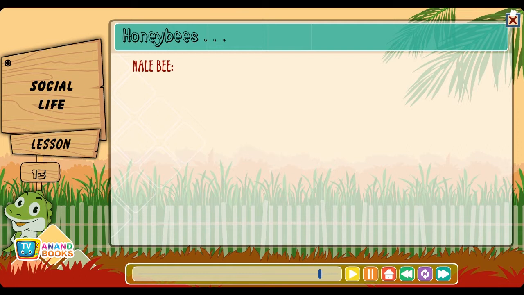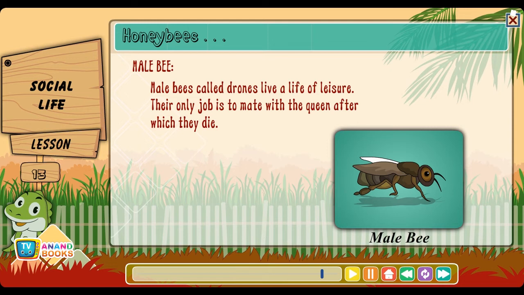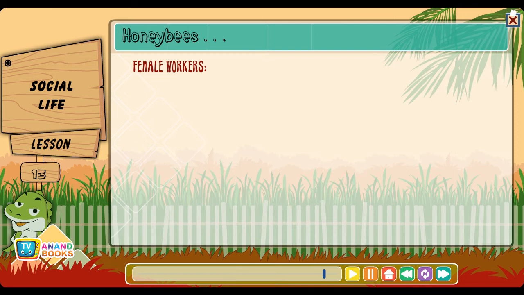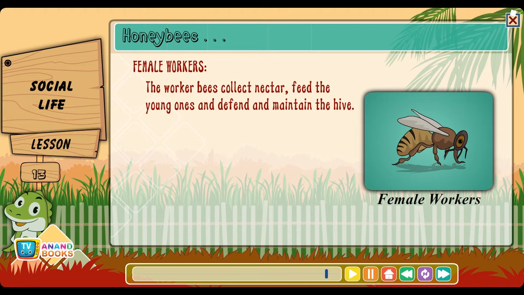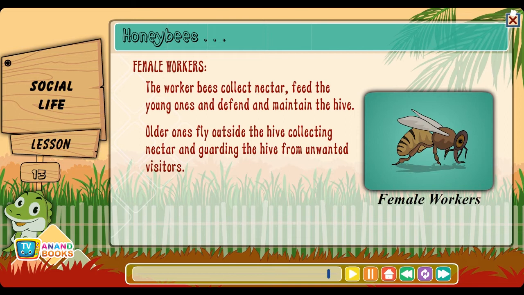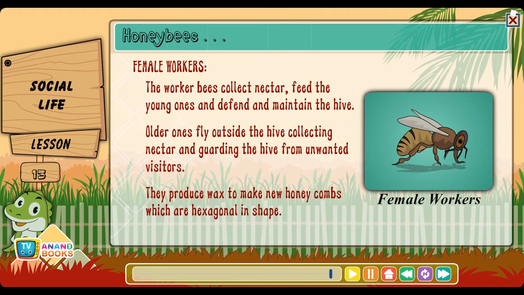Male bee. Male bees, called drones, live a life of leisure. Their only job is to mate with the queen, after which they die. Female workers. The worker bees collect nectar, feed the young ones, and defend and maintain the hive. Older ones fly outside the hive, collecting nectar and guarding the hive from unwanted visitors. They produce wax to make new honeycombs, which are hexagonal in shape.